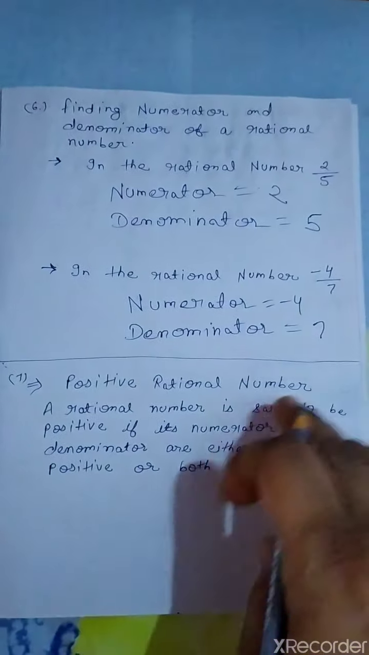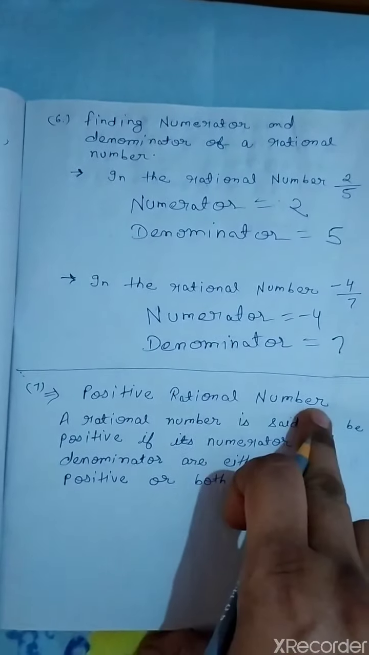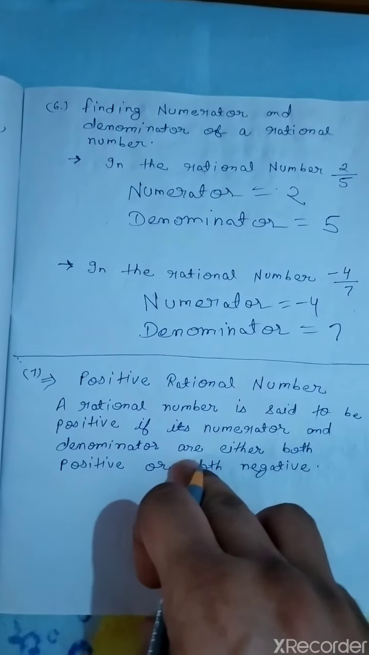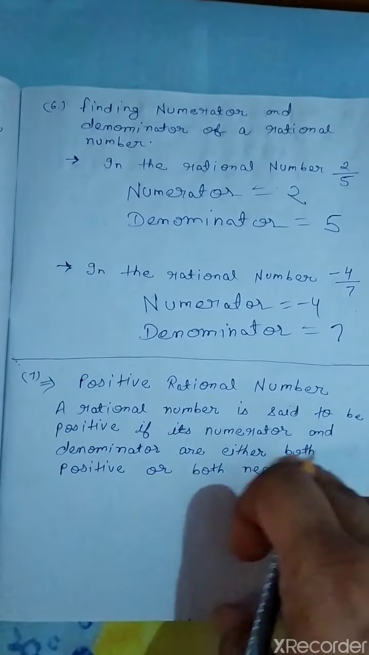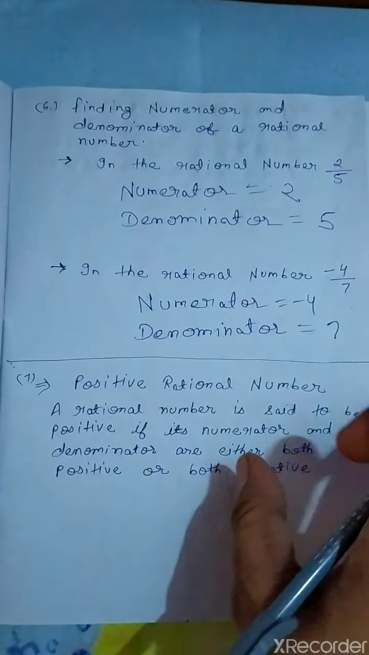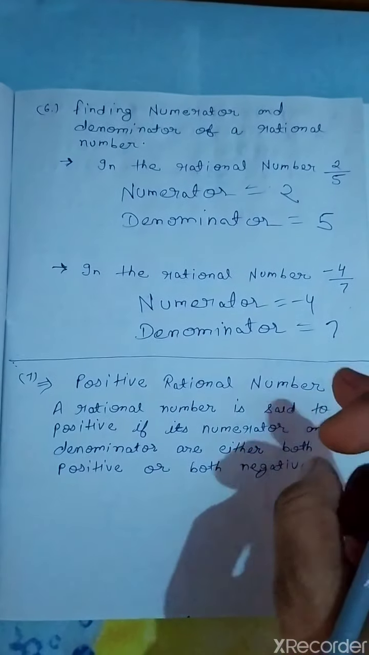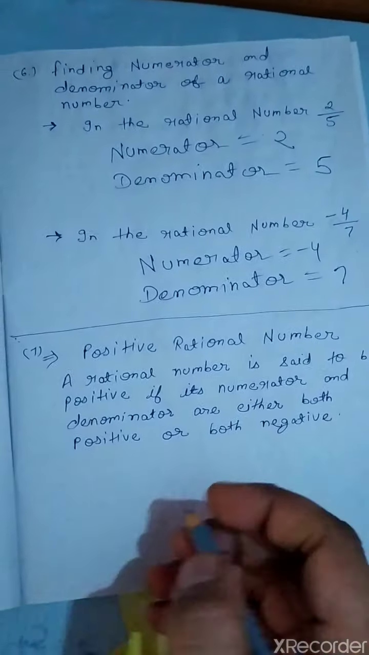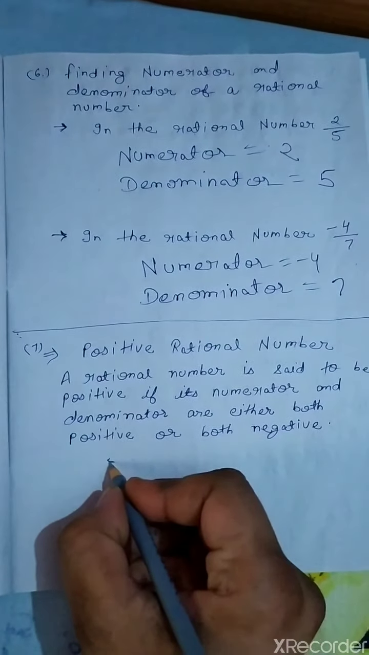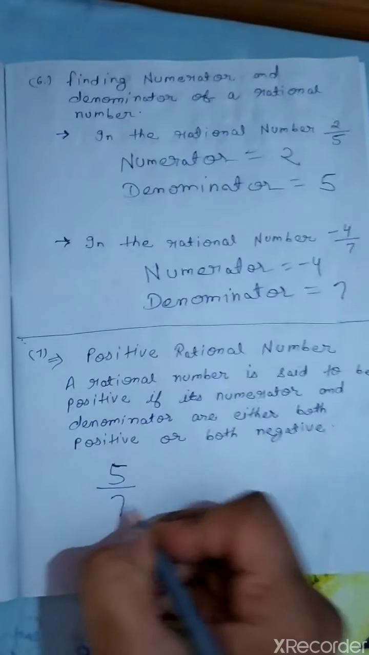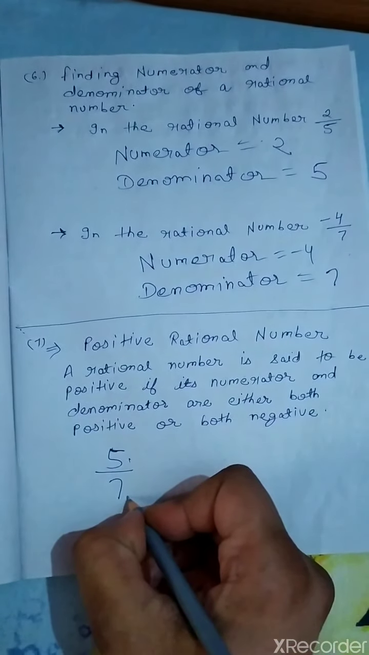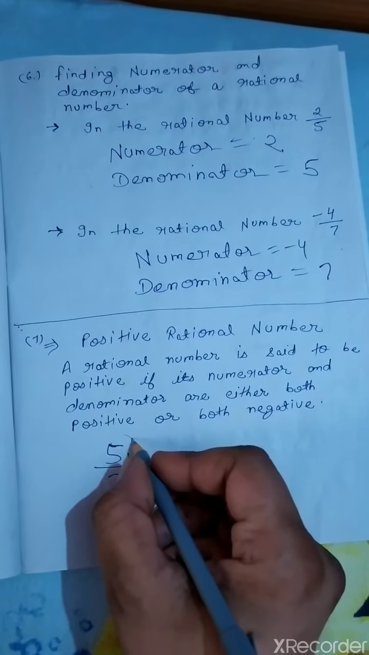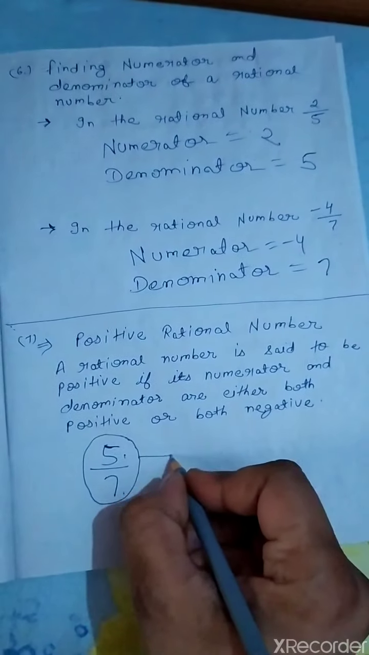Now see positive rational numbers. What are positive rational numbers? A rational number is said to be positive if its numerator and denominator are either both positive or both negative. Numerator and denominator both positive, or otherwise both negative. So if the number is written as 5 by 7, that is positive, because its numerator and denominator are both positive. This is a positive rational number.